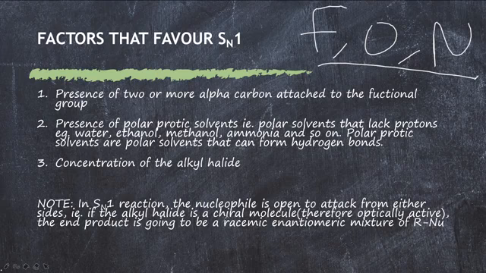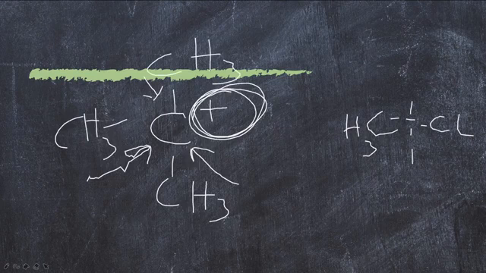Now, the third factor is the concentration of the alkyl halide. That's higher concentration and all this other stuff. Note that in an SN1 reaction, the nucleophile is open to attack from either side. That is, if the alkyl halide is a chiral molecule, therefore optically active, the end product is going to be a racemic enantiomeric mixture. What this complex thing is saying is, let me demonstrate here.